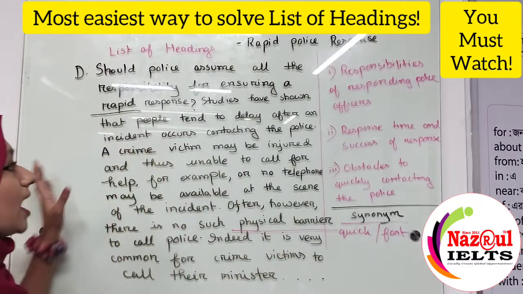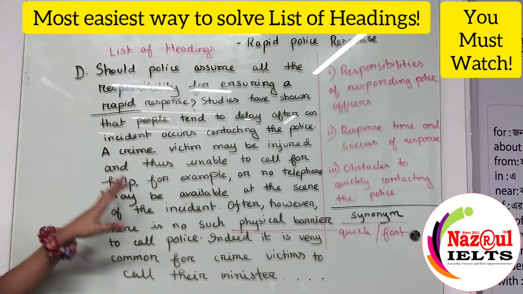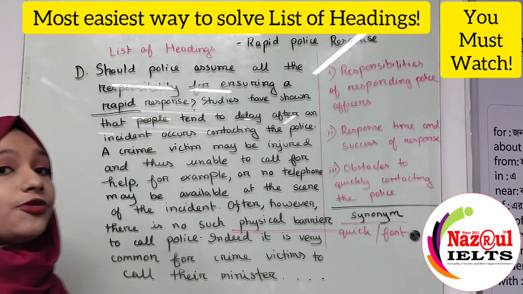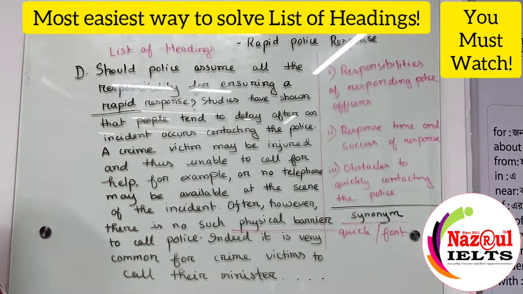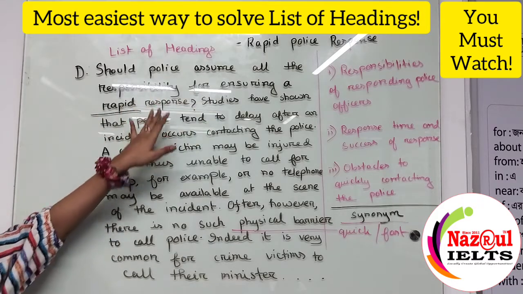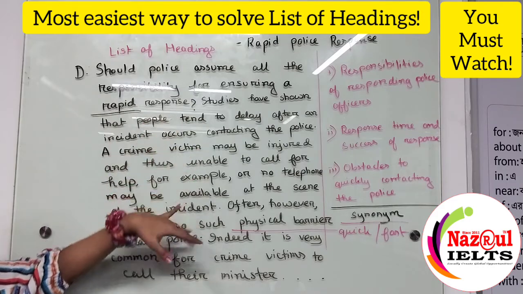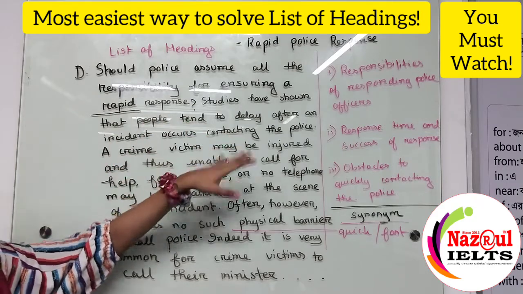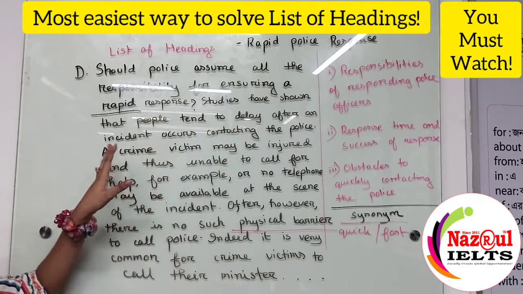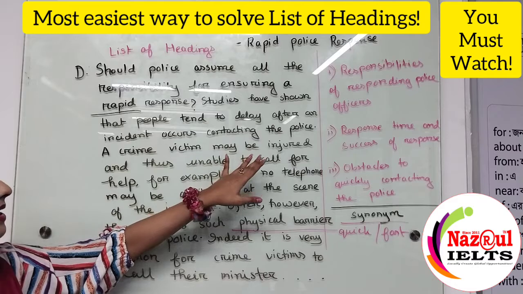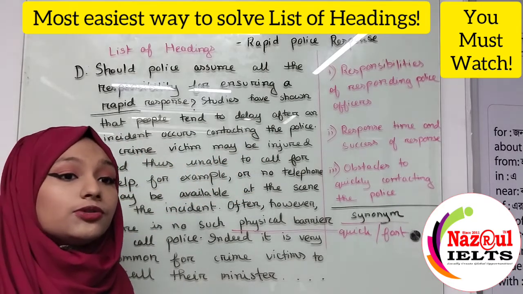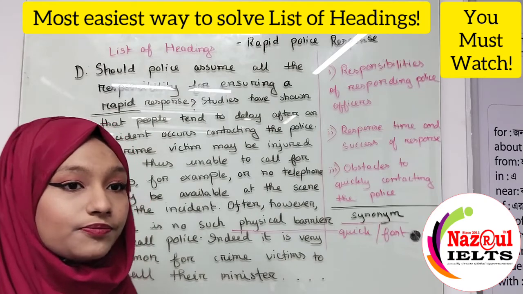So what have we understood from this paragraph? First, they asked us a question: is it important only for the police to have a rapid response time? Should police assume all the responsibilities for ensuring rapid response? What's the next line saying? Studies. They're talking about research. And what is it saying? Studies have shown that people tend to delay after an incident. They're talking about the victims. They don't call the police quickly, right?